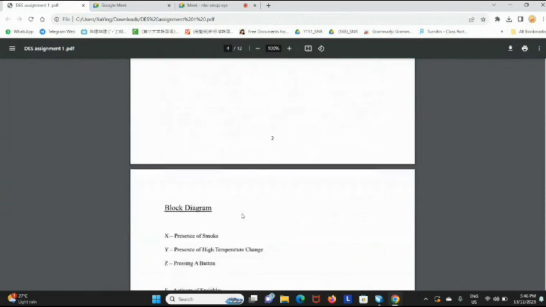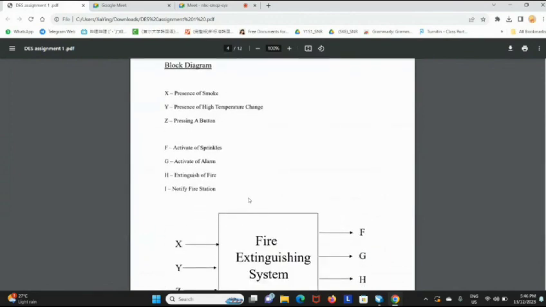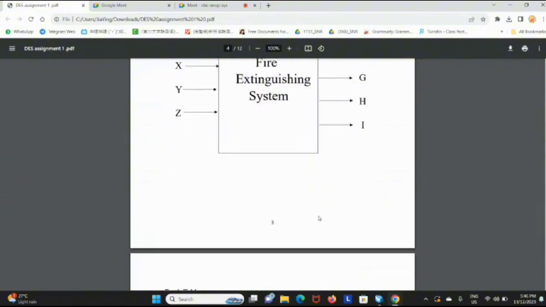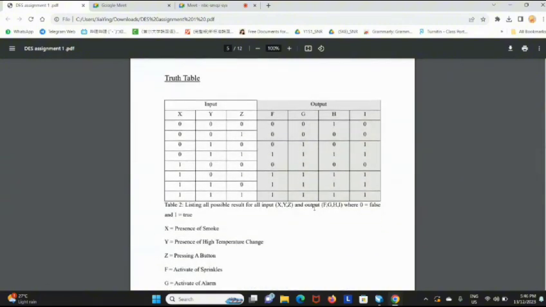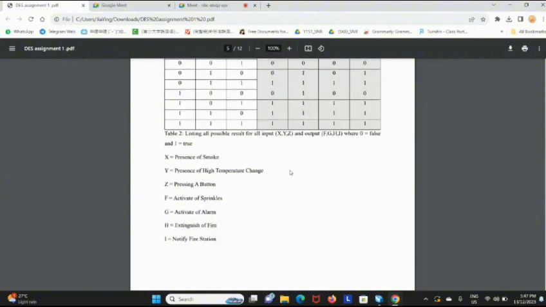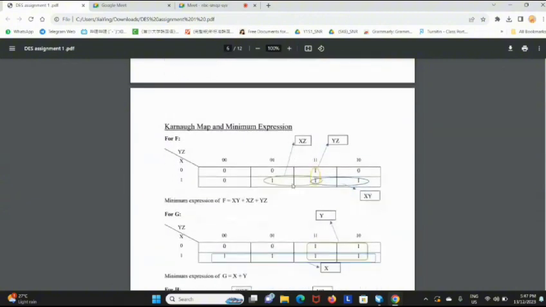Next, we look into the block diagram. This diagram presents how the inputs S, Y, Z will generate outputs F, G, H, and I. Next, the truth table. Let's take row 4 as our example. When S equals 0, Y equals 1, and Z equals 1, all of our outputs will be equal to 1 as two inputs fulfill the requirement. So next, I will pass to Carlo.